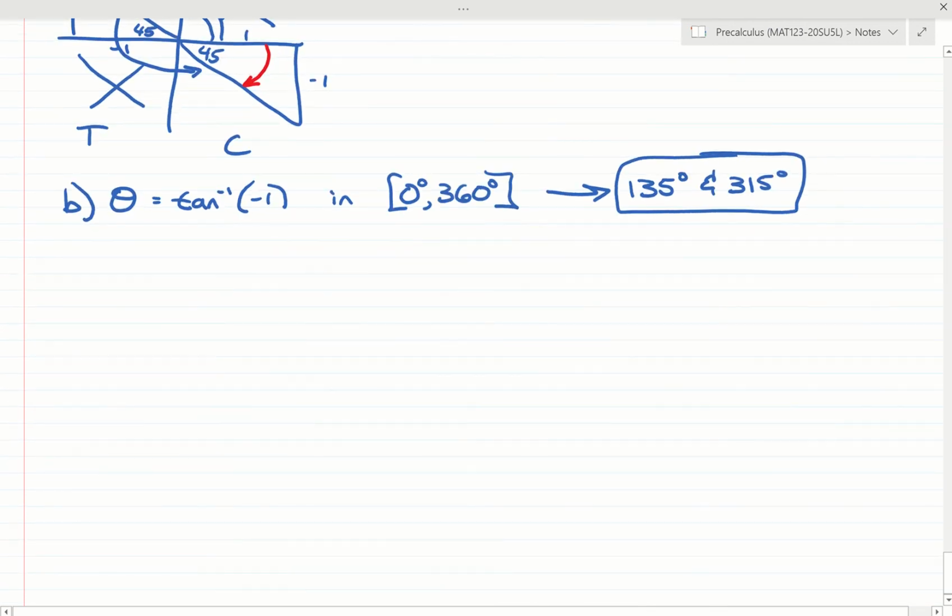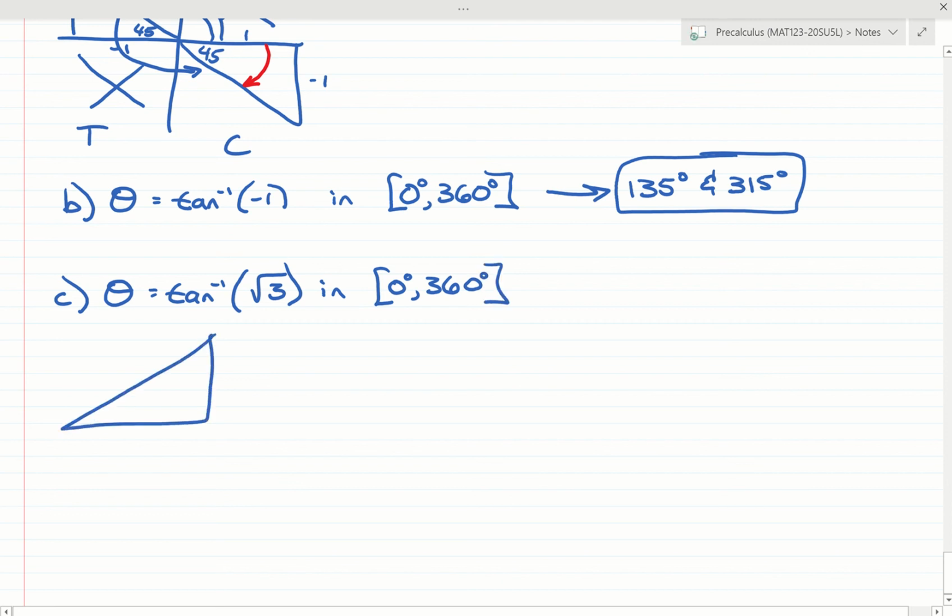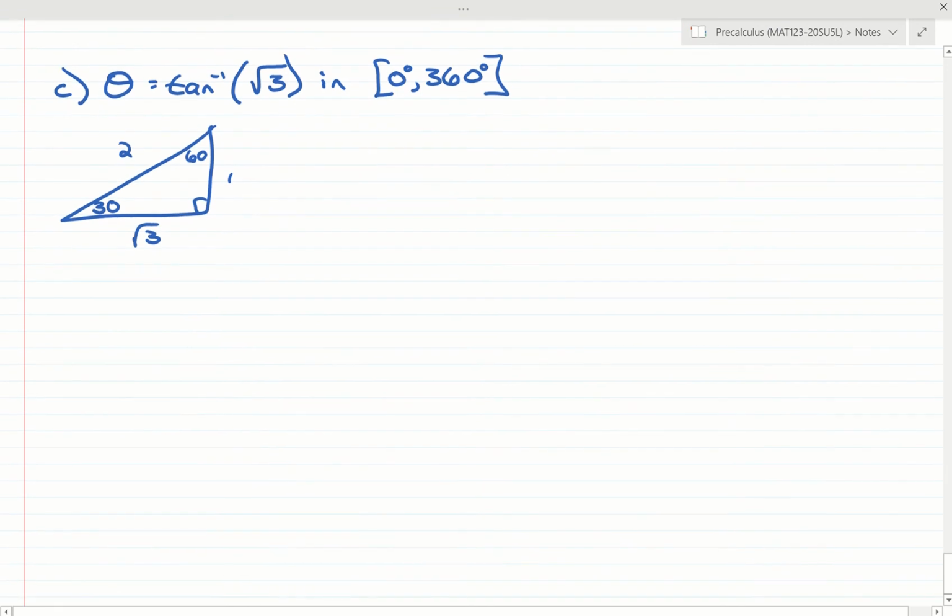Let's do one more here. What if I asked you, when is theta the inverse tangent of root 3, within the range of 0 degrees to 360? Okay, well, I remember root 3 comes from our 30, 60, 90 triangle. We have 1, 2, and root 3. The tangent of 60 would give us root 3.